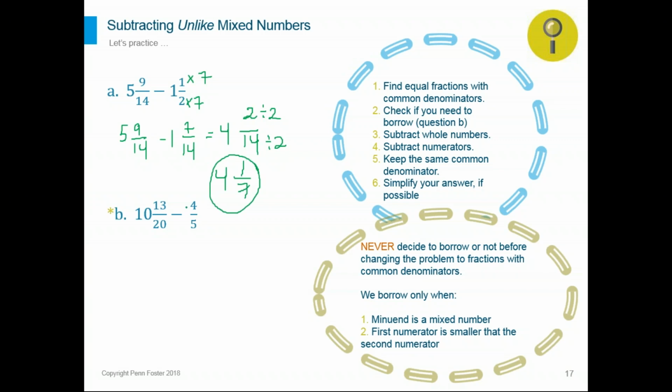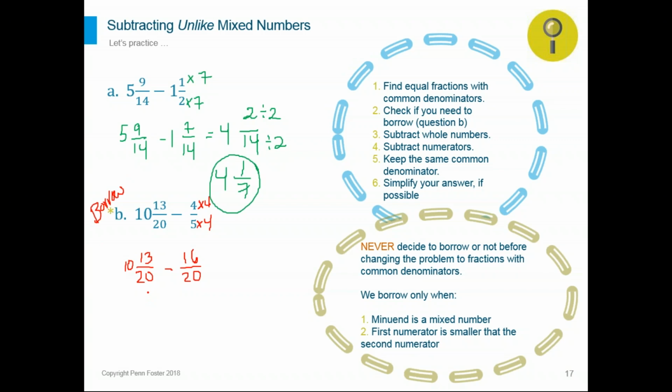So we have 20 and 5. So 20 is obviously a multiple of 5. 5 times 4, we have to do the same thing on the top. So the first fraction will stay the same: 10 and 13 over 20 minus 16 over 20. Now we decide, is it a borrow or no borrow question? 13 minus 16, that's not doable. This is a borrow question.